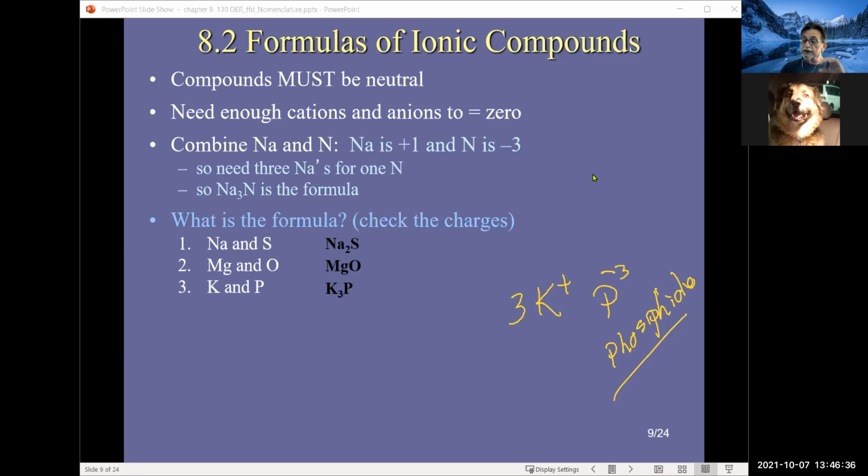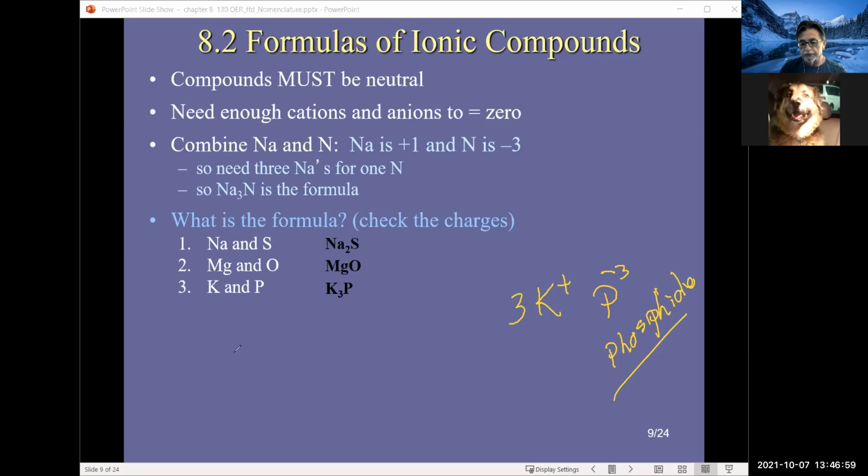Notice it said phosphide. If this would have been phosphate from the polyatomic ions, it would be oxygens following the phosphorus. This is phosphorus all by itself.